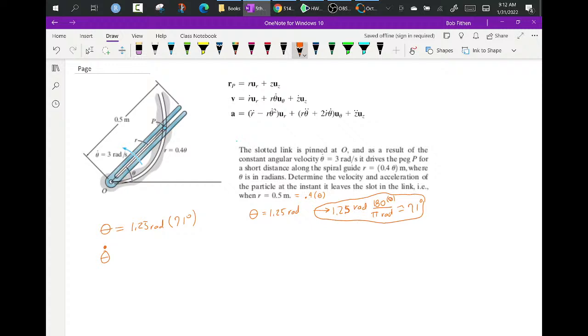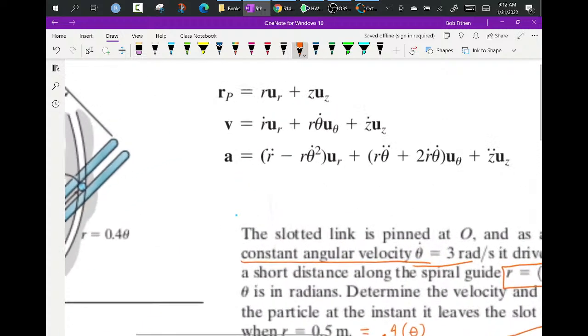Theta dot is equal to a constant angular velocity, which just means that this is the case. Now you go over here and you use this equation. So you need to find out R, which is just straightforward, 0.4 theta, and R dot. And why do you need each of these?